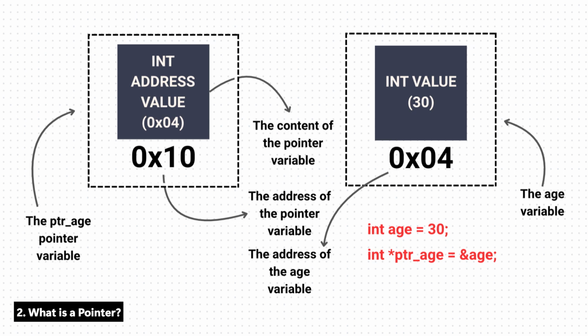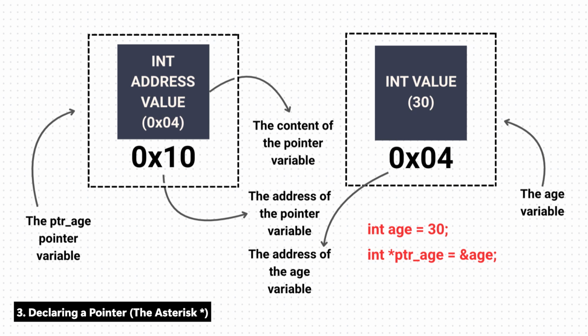Second, what is a pointer? A pointer is a special type of variable in C whose value can be the memory address of another variable. A regular integer variable stores an integer value, 30. A pointer variable stores an integer's address, 0x04. This is why pointers are sometimes called address variables. They point to where the data is stored in memory.